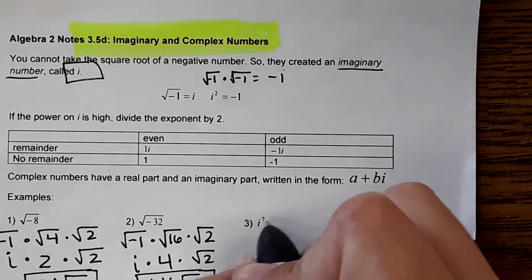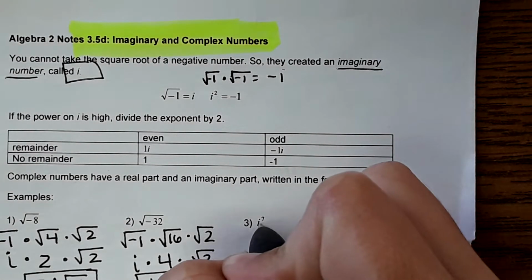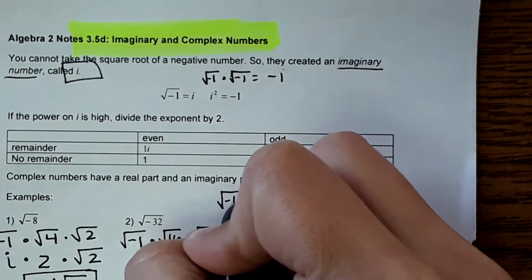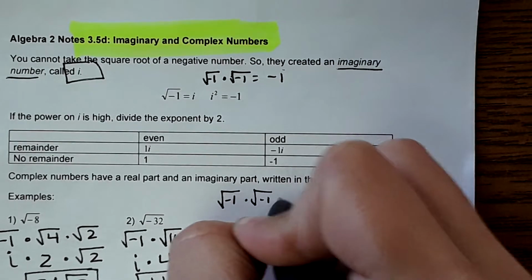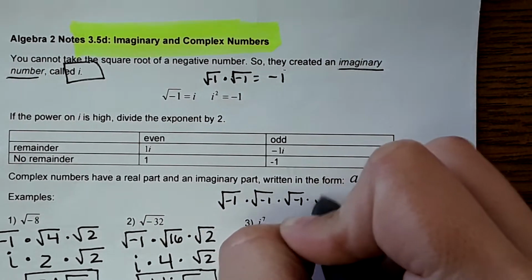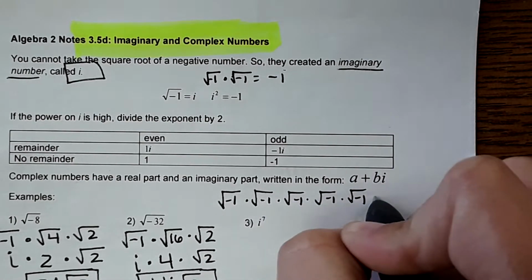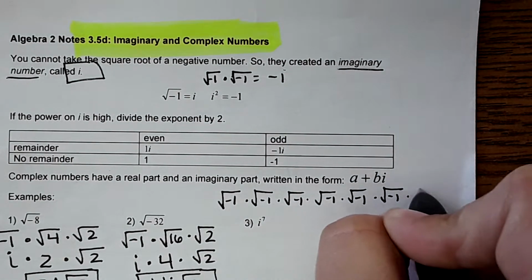i raised to the power of 7, I'm going to write it out. So negative 1 times the square root of negative 1 times the square root of negative 1 times the square root of negative 1 times the square root of negative 1, 3, 4, 5, 6, 7.